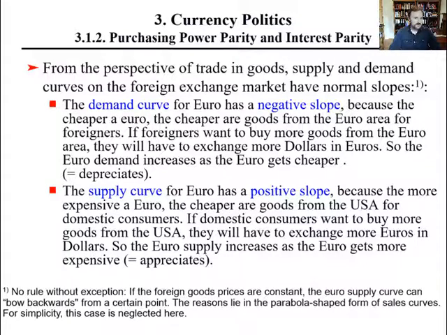On the other side, the supply curve for euro should have a positive slope because the more expensive the euro, the cheaper are goods from the USA for domestic Euroland consumers. If domestic consumers want to buy more goods from the USA, they will have to exchange more euros into dollars. So the euro supply increases as the euro gets more expensive or appreciates.